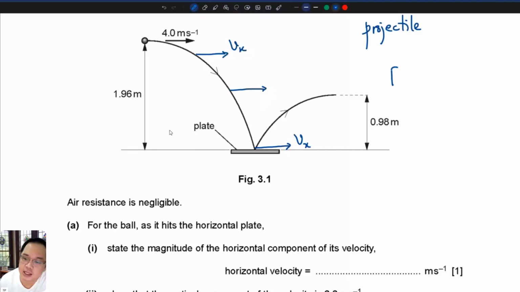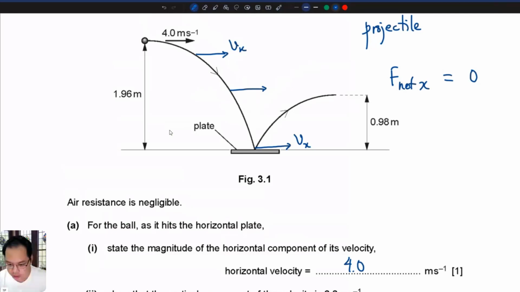direction, the net force in that direction is 0. There is no reason to change the velocity in the horizontal component. So this horizontal velocity is always 4 meters per second.